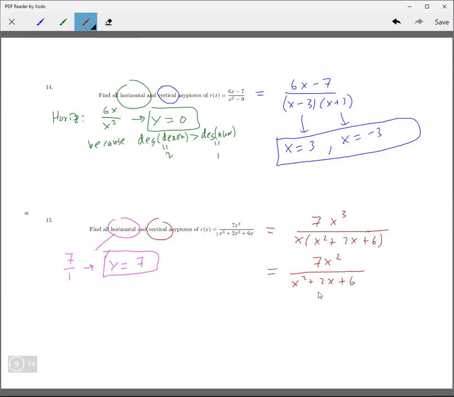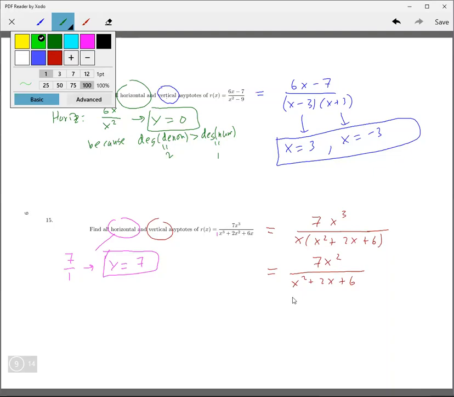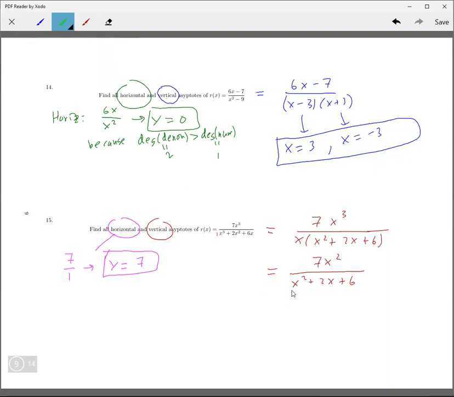Okay, so anyways, this one right here does not factor over the reals. If you try factoring it by hand, it just doesn't factor. If you use the quadratic formula, you get negative b plus or minus the square root of b squared, that would be 4, minus 4 times a times c.